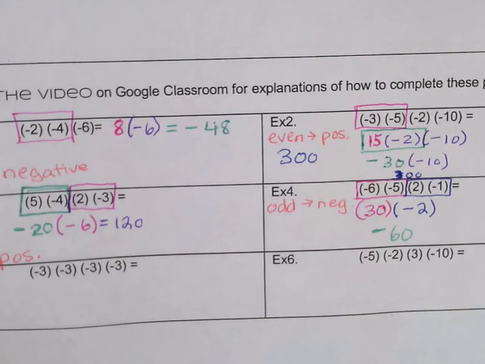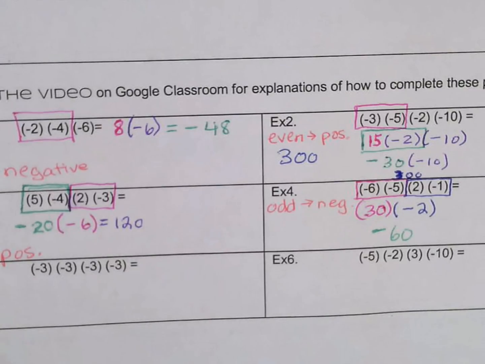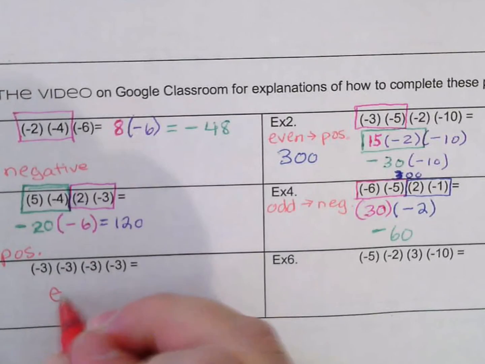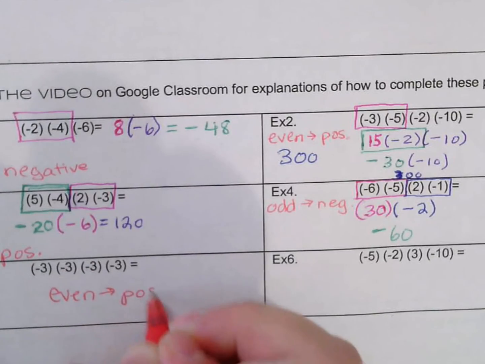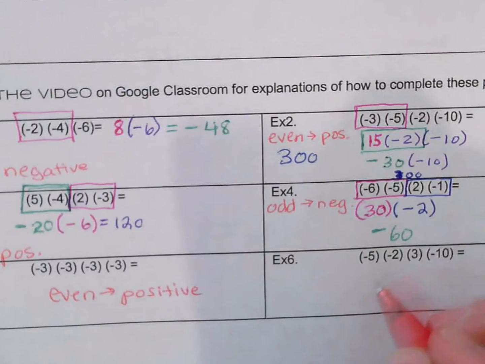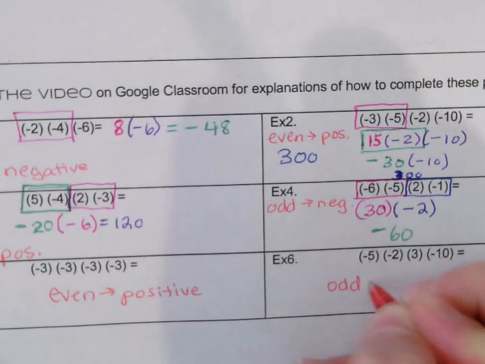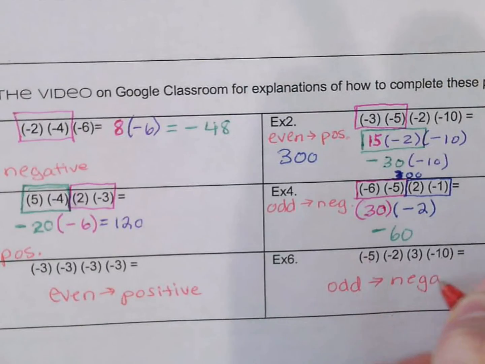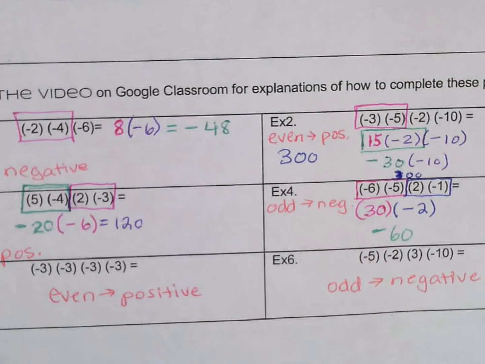What I'd like you to do, please, is try the next 2 examples on your own. If you do them correctly, 1, 2, 3, 4, that's an even number. Number 5 should be positive. And number 6, 1, 2, 3 negative signs, number 6 should be negative. So do these two problems on your own. Make sure you get a positive number for 5 and a negative number for 6. When you're done with this, please flip your paper over and watch the next video.